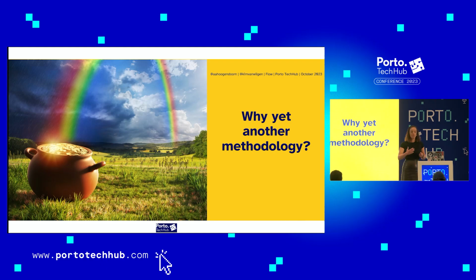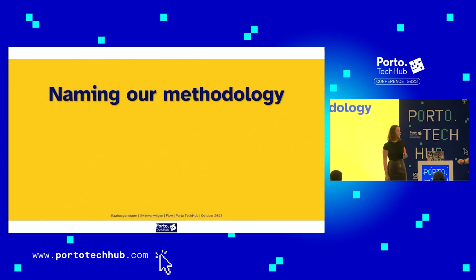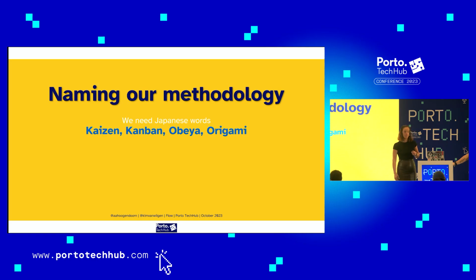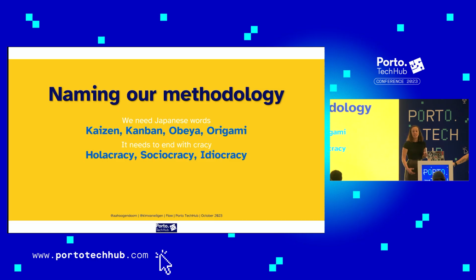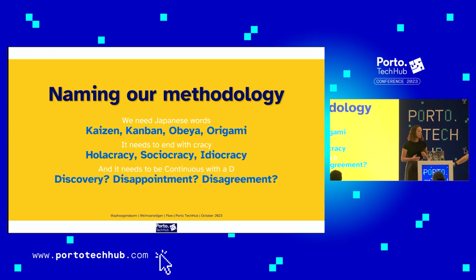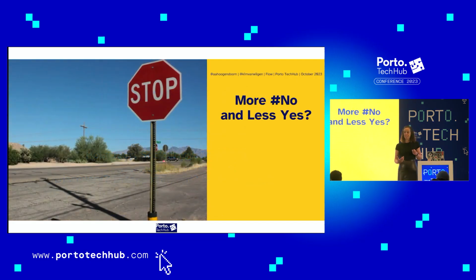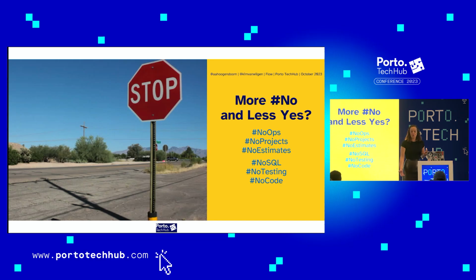So that's good. But the first thing, of course, we need to solve is naming our methodology. Because naming is hard, the hardest problem we have to solve. So, of course, we're going to use some Japanese words like Kaizen, Kanban, Obeya, Origami. Maybe something that ends with cracy, like holacracy, sociocracy, or idiocracy. Something with continuous D: continuous disagreement, disappointment, continuous, just drop it. Something with hashtag no, and maybe something with less yes, like no ops, no projects, no estimates, no SQL, no testing, no code. That's a good idea. That will make our life easier.